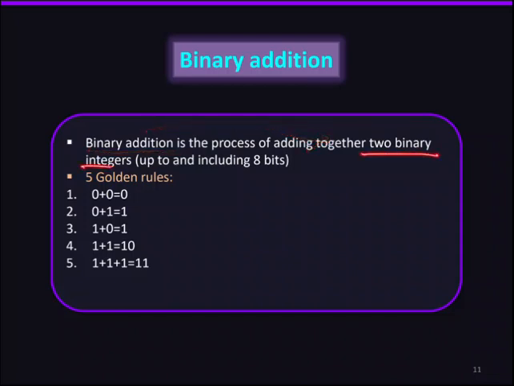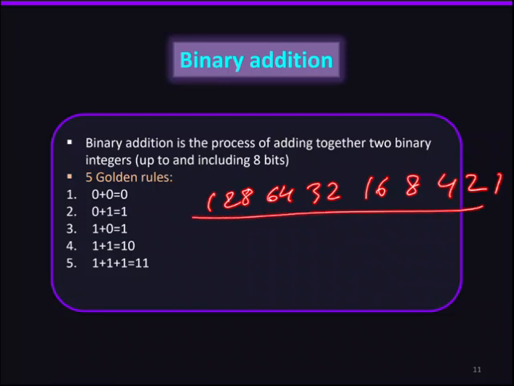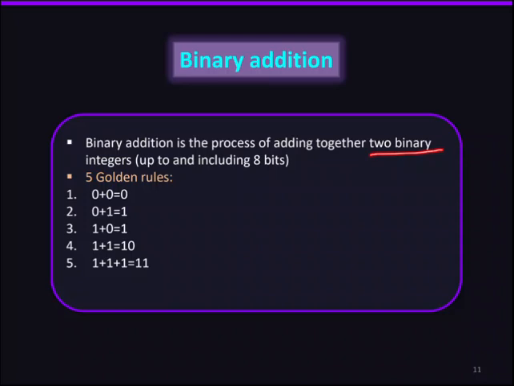The two binary integers, whereas 128, 64, 32, 16, 8, 4, 2, 1. So these numbers are like an 8-bit binary number, and two binary numbers means 0 and 1. These are the two binary digits which we are going to take into the 8-bit system.